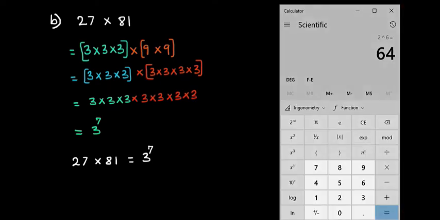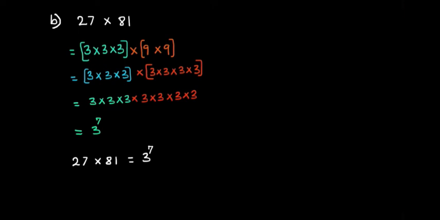Let's check if our answer is valid. When I get 27 times 81, I get 2,187. Also, if I get 3 to the power of 7, I get 2,187. So this means that our answer is correct.